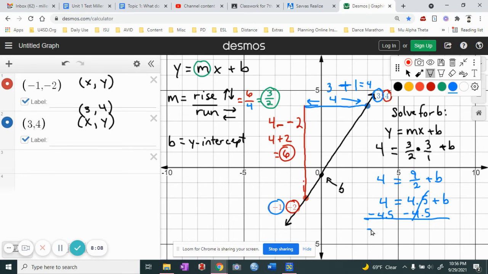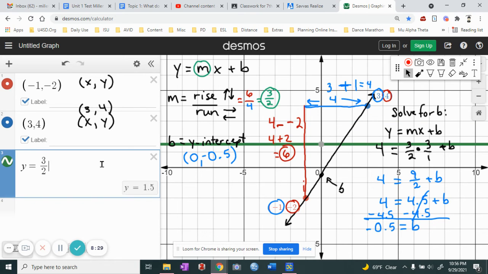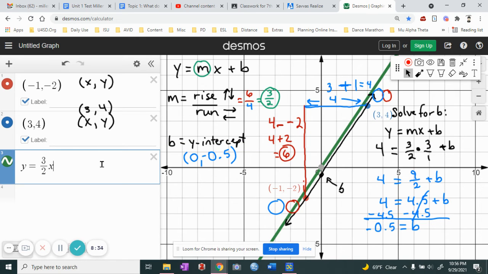4 minus 4.5 is negative 0.5. That gives me my y-intercept. So my y-intercept is at 0, negative 0.5. So my equation, and I'm going to type this in over here, y equals my slope, 3/2, times x minus 0.5.